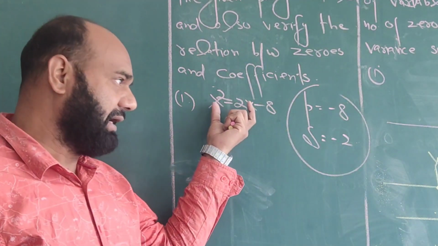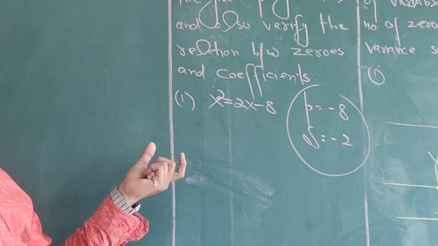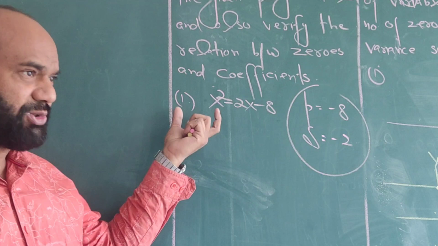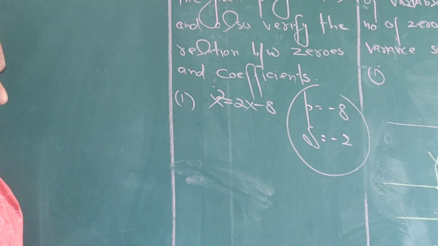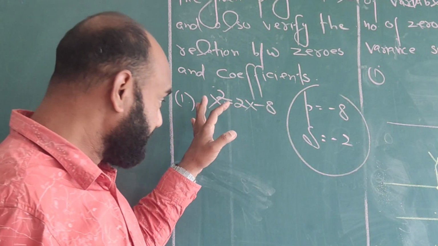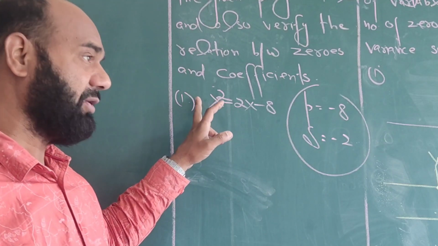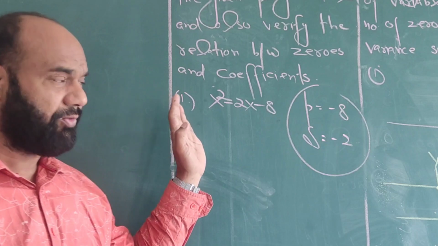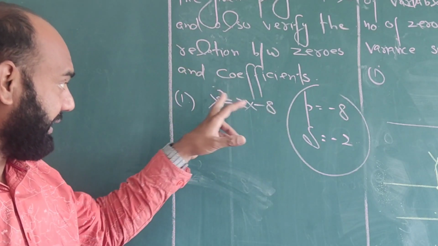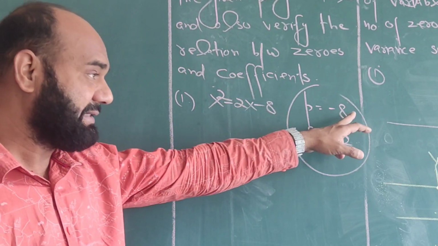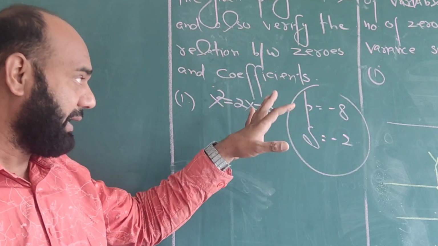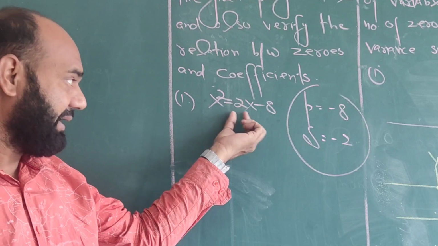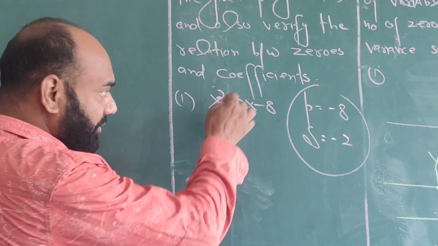In this process, it is said to be split the middle term. It can be solved by the method of factorization, or it is also said to be split the middle term. In this method, we multiply the coefficient of the first and last term, and by multiplying them we obtain 1 into minus 8. This is minus 8. So the product will be minus 8, and by addition it will be minus 2. This is the coefficient of x.